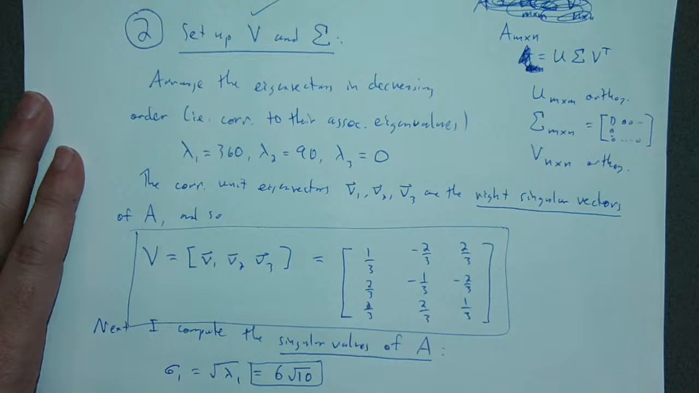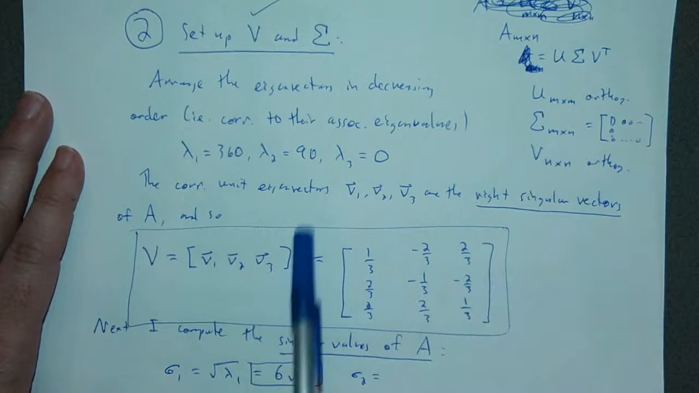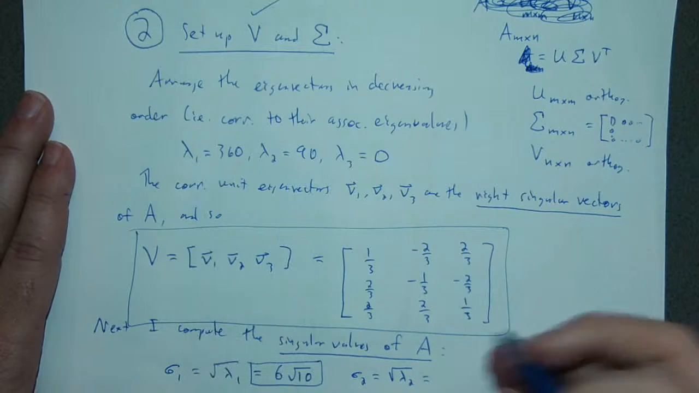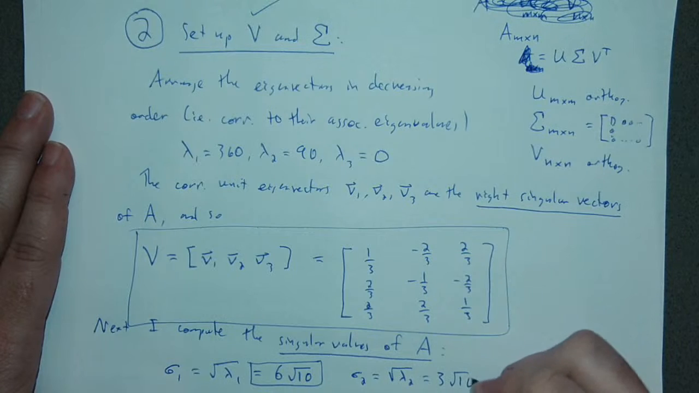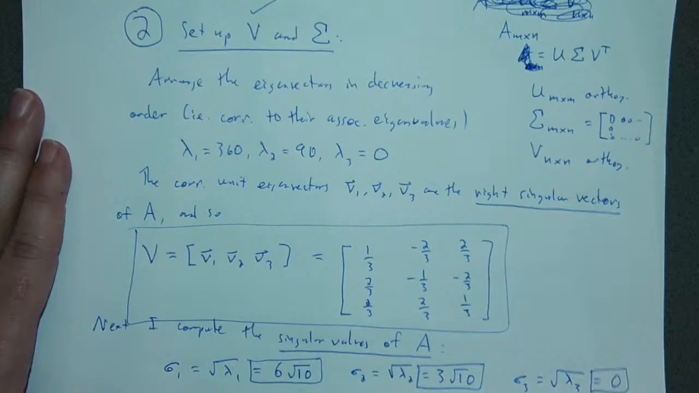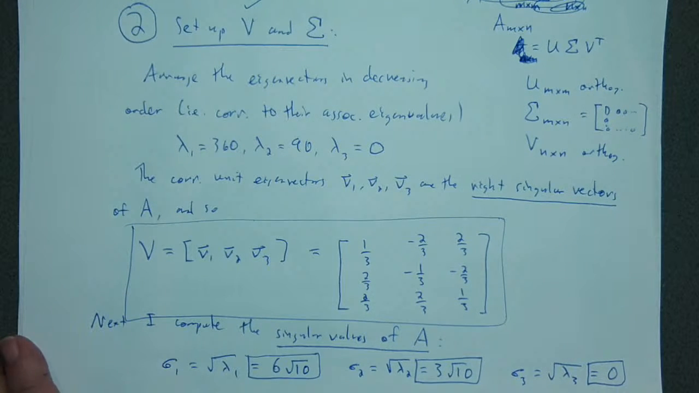Sigma 2 is the square root of lambda 2, which is the square root of 90, that's 3 root 10. And then the third singular value is 0, since it's the square root of lambda 3, which is 0.